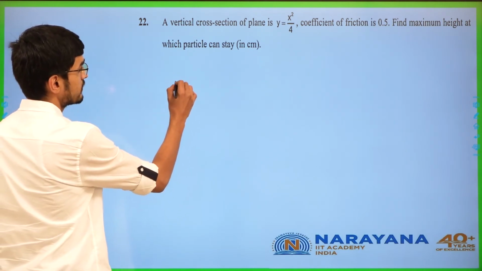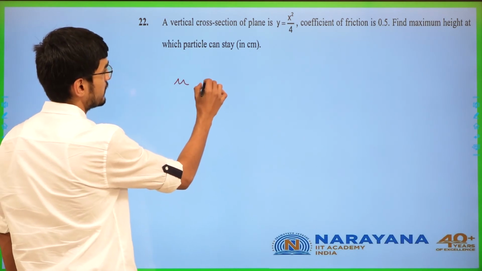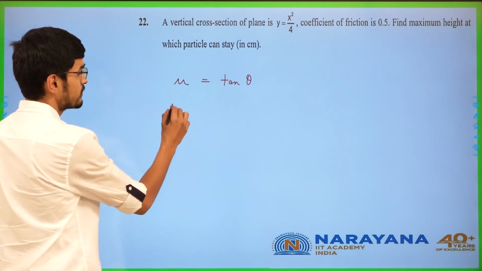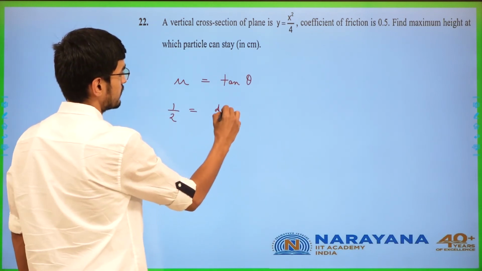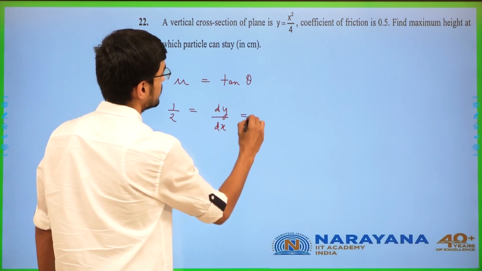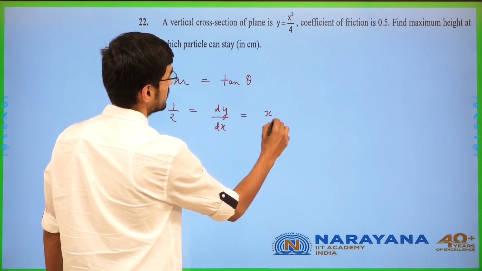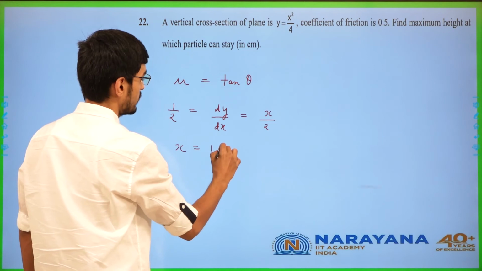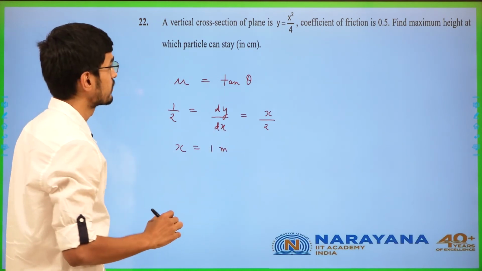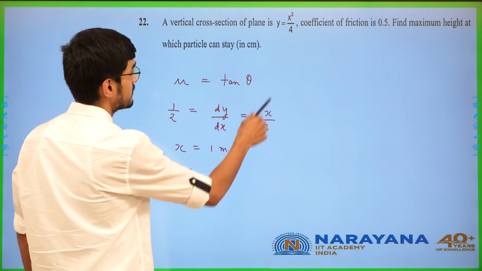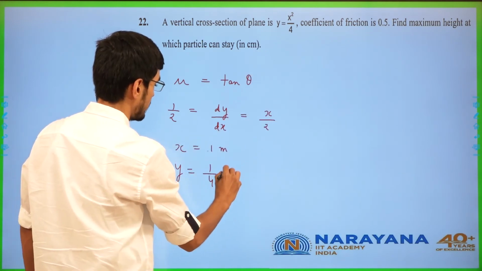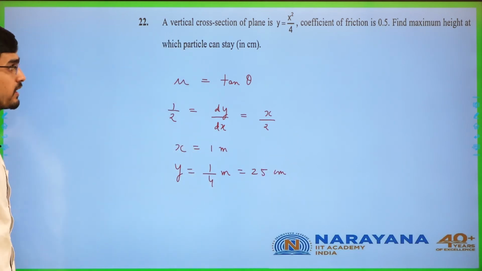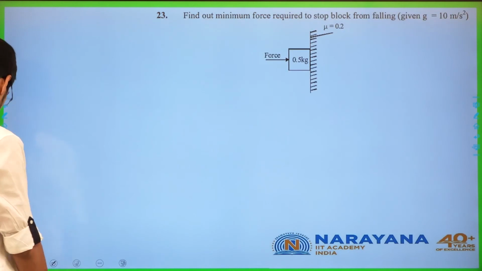So directly we can use the concept of coefficient of friction, that when the particle just starts to slip at that location, mu will be just equal to tan theta. Mu is given as 0.5, so half equals tan theta, which can be written as dy by dx. Dy by dx can be written from the equation of the graph as x upon 2. So the value of x comes out to be 1 meter at the limiting condition, and the corresponding value of y can be obtained by substituting in this, that is 1 by 4 meter, or in centimeters, as he has asked, 25 centimeters is the answer. Okay, next.